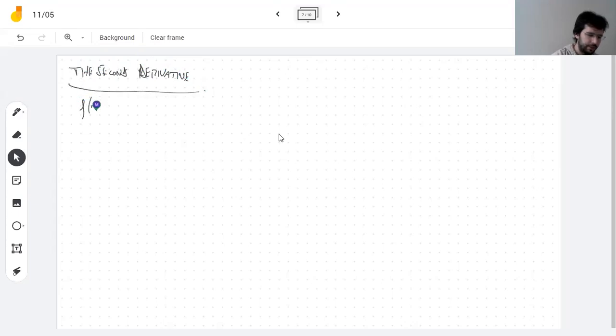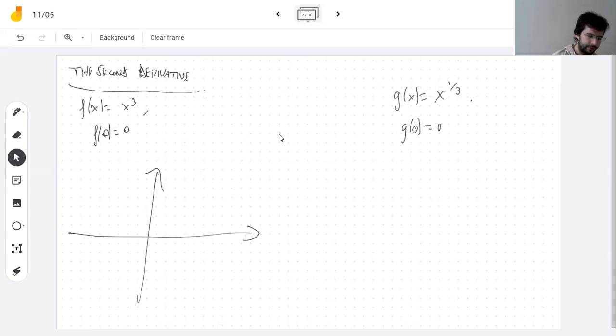So let's take two functions. Let's look at x cubed, and its inverse, x to the 1/3, called g. I'm going to sketch their graphs. For both of them, at zero, there's a very easy point to check. At zero, they're both zero. So they go through the origin.